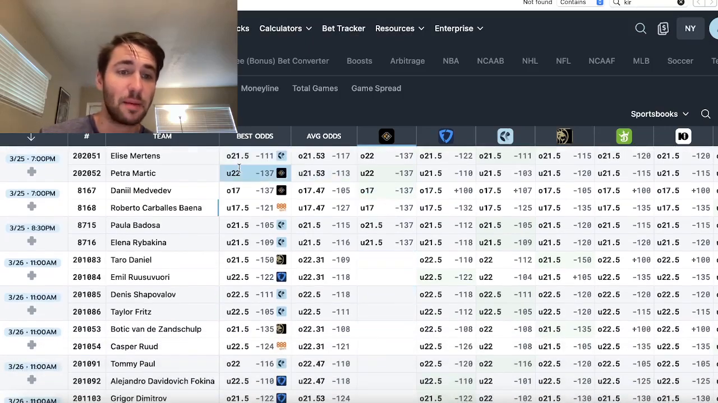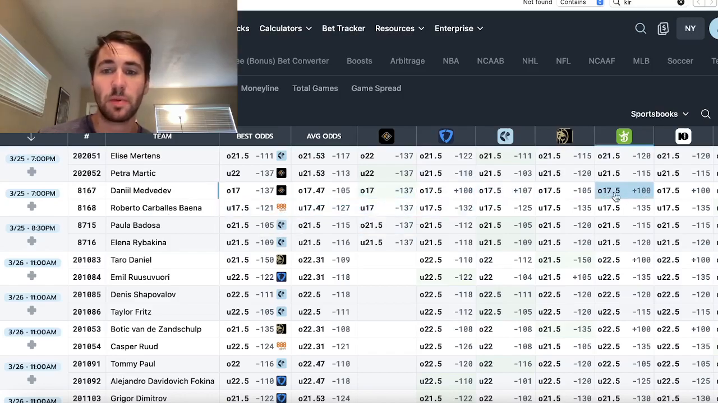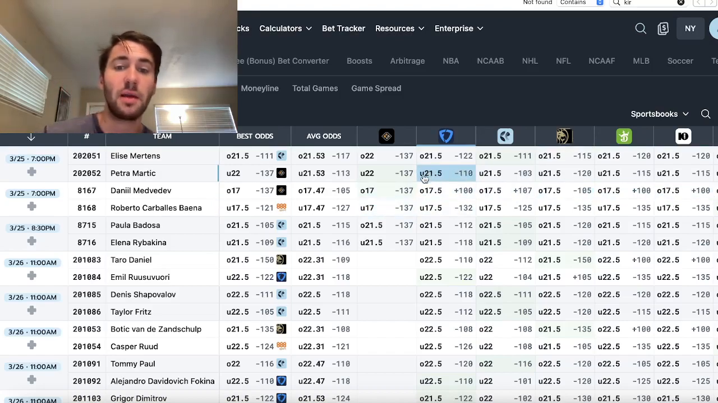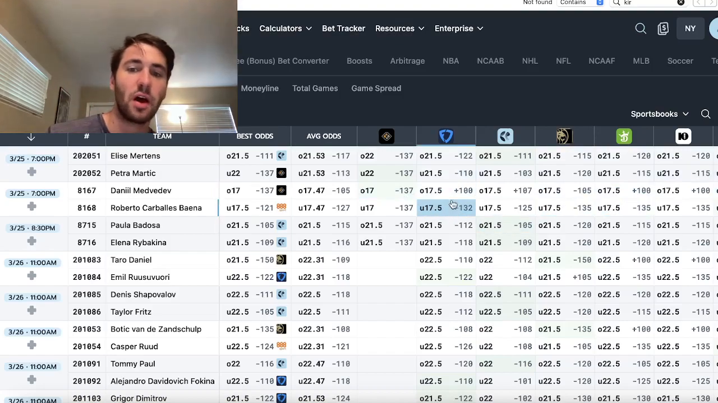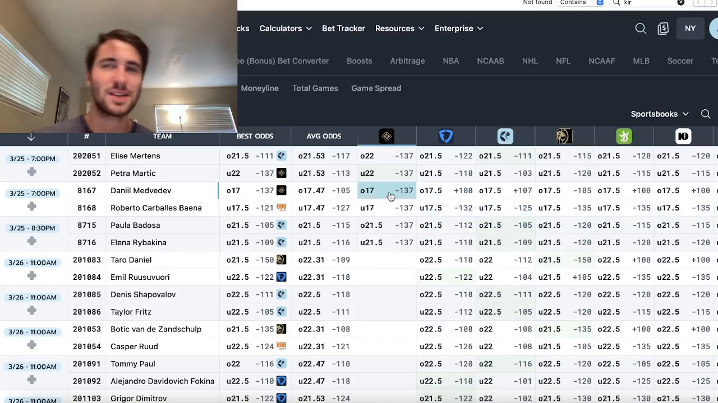So here, as an example, you can see Medvedev versus Baena. This line is 17 on PrizePicks. All the sportsbooks have it at 17.5. So that's a line discrepancy, right? Maybe that's something we want to look into. But you'll also notice the sportsbooks have the under favored, right? So the fact that the sportsbooks have the under 17.5 games juiced makes us not like the over 17 as much. So we're looking for big line discrepancies.